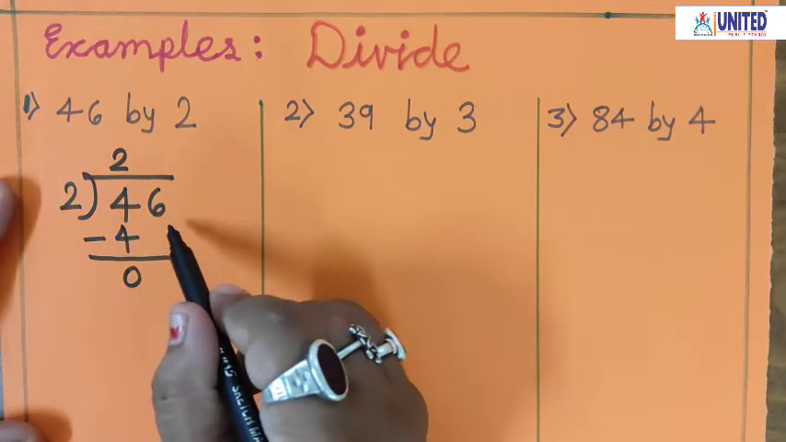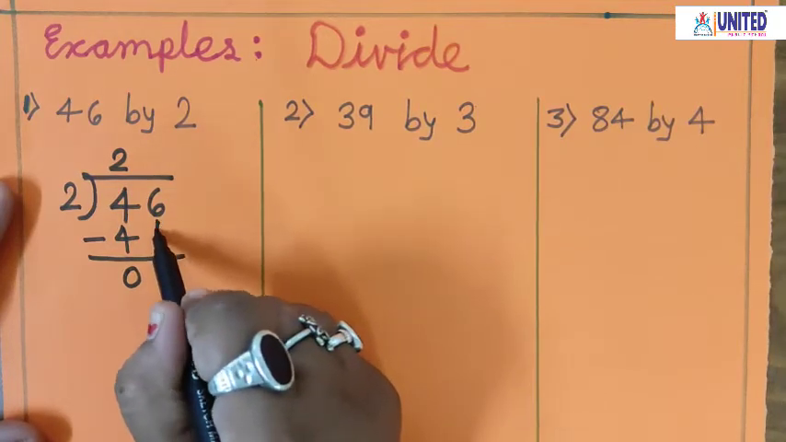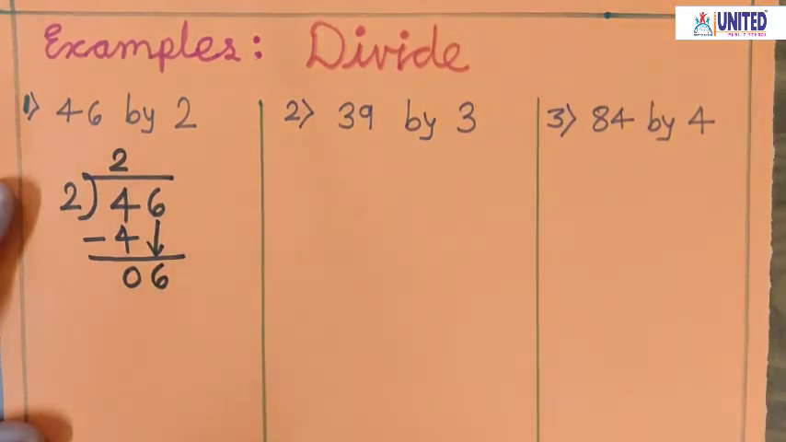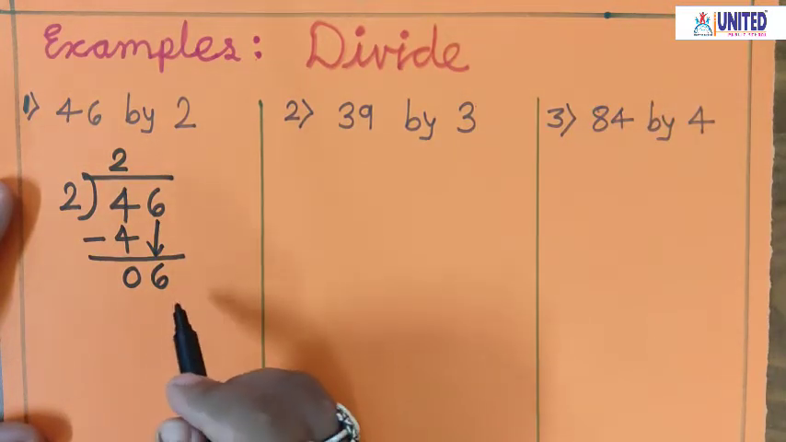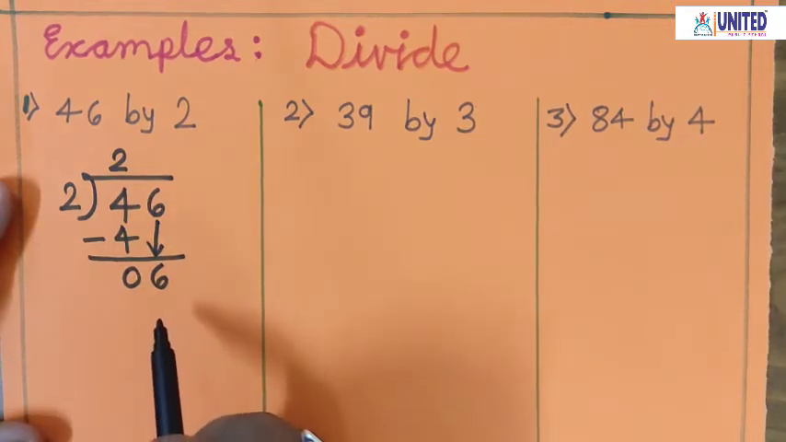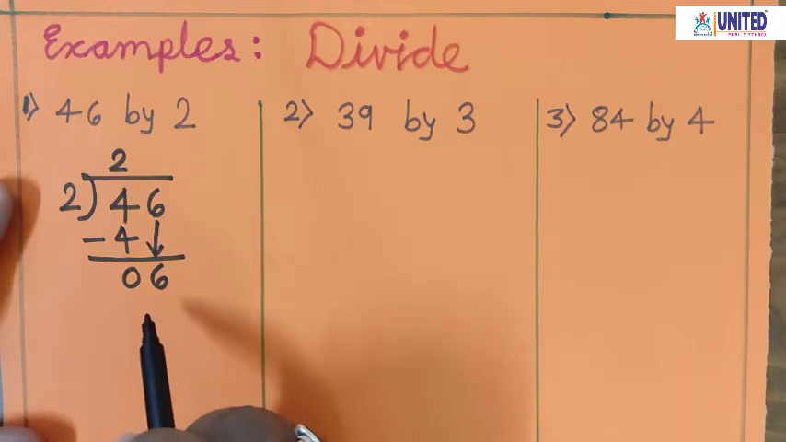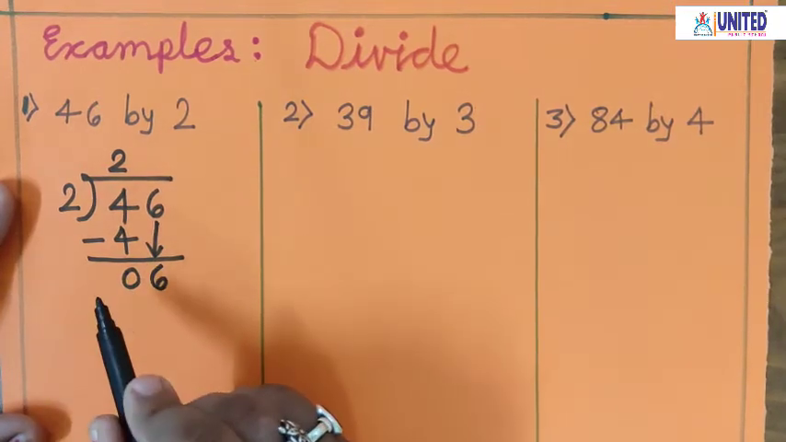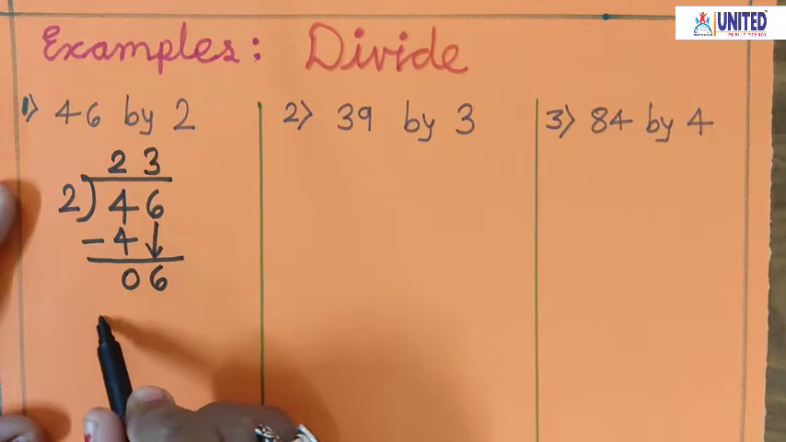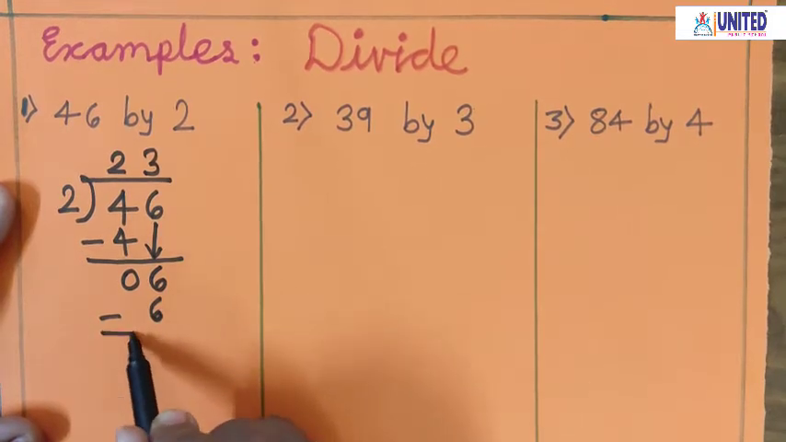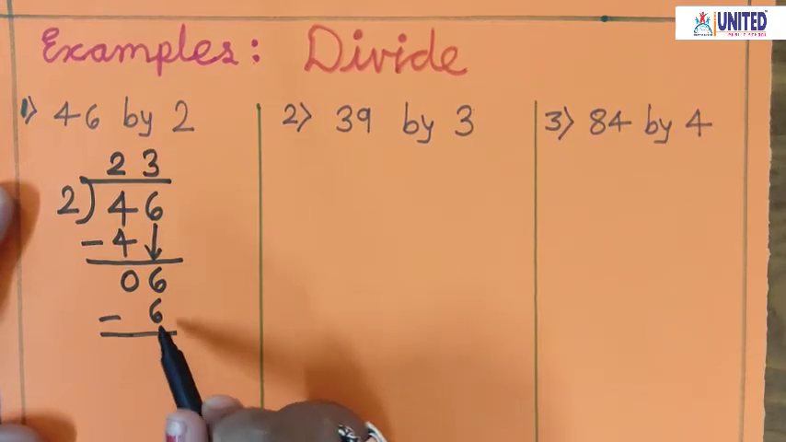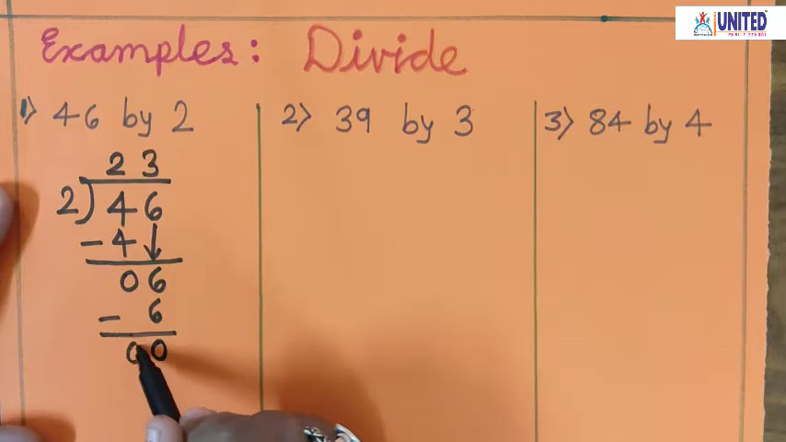Okay, now which number is remaining in the dividend? 6. You have to take it downside. So I take the 6 downside. Now which number is made here? 0 6, that means 6. Okay, so in the 2 table 6 comes. Yes, at which place? 2 3s are 6. So we give the quotient 3. 2 3s are 6. Again minus 6. But you have to write down the 6 exactly at the downside of that number. So 6 minus 6 is 0. And this is also 0.